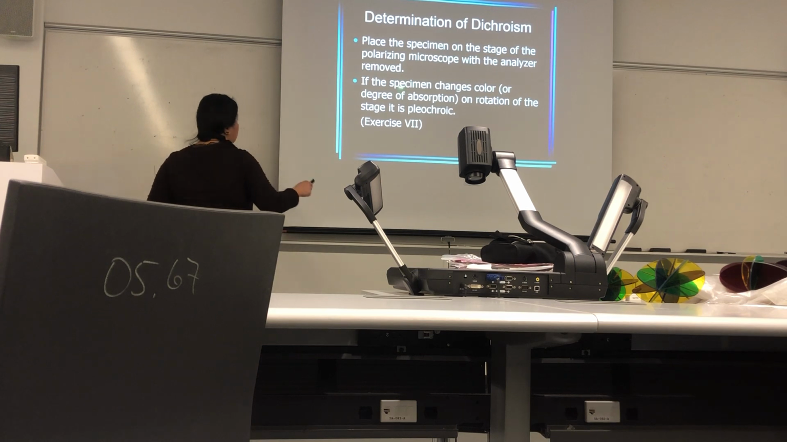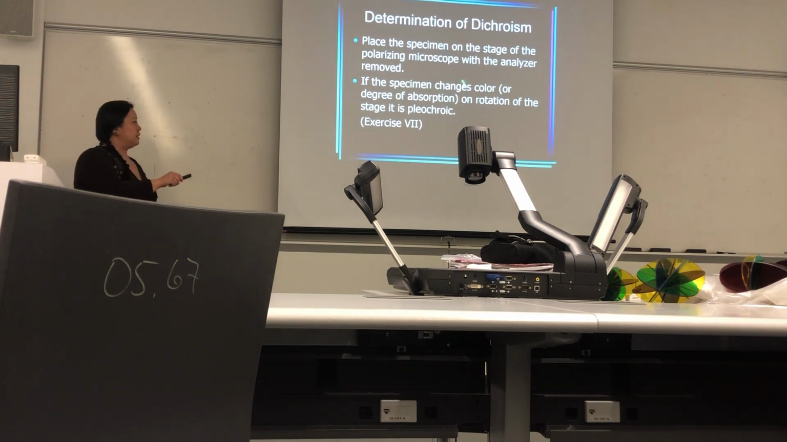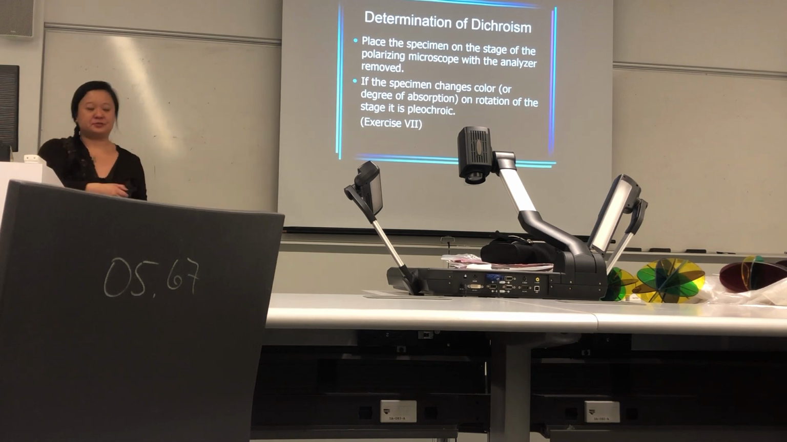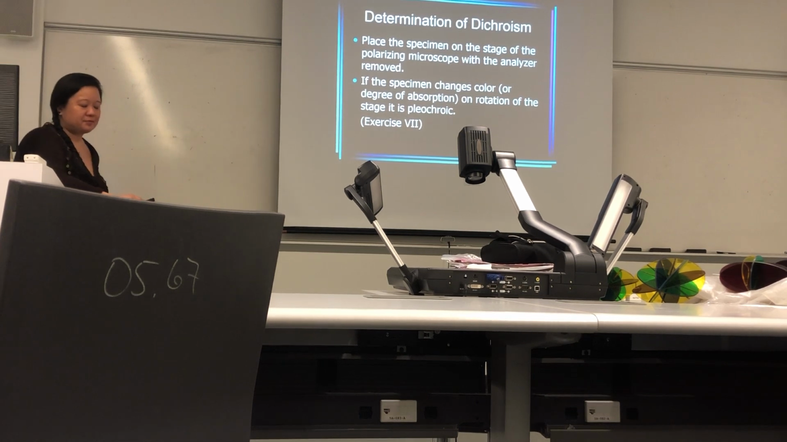So if the specimen changes color or degree of absorption on rotating the stage, it's pleochroic. And once again, I know we got rid of exercise numbers for this semester, so it's the lab after the fiber lab. The amateur mistake that people make in the pleochroic fiber lab is to have the analyzer in, and of course you're going to see colors. Those are interference colors. Those are not the colors of dichroism. Different thing, okay?